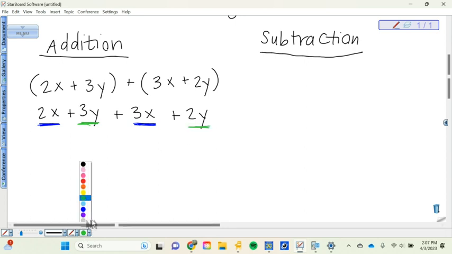I got the answer. Oh, it's 5. 2x plus 3x gives us 5x. 3y plus 2y gives us 5y. There's our answer. Simple enough, huh?